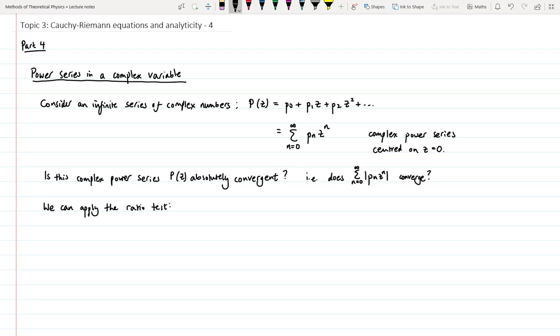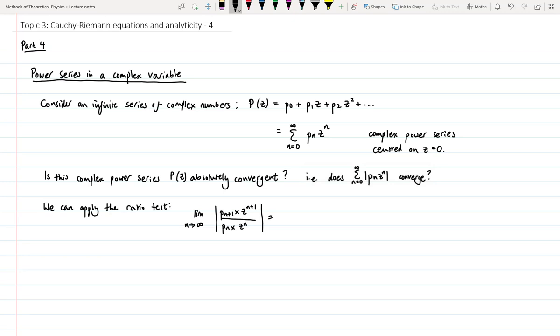And the reason that the ratio test we earlier used for real series is valid here is that we are considering the sum from n equals 0 to infinity of the absolute value of Pn z to the n, which are real numbers, and so this is again a real power series. This looks at the limit as n tends to infinity of the n plus 1th term, which is Pn plus 1 times z to the n plus 1, divided by the nth term, which is Pn times z to the n, and we take the modulus of this complex number.